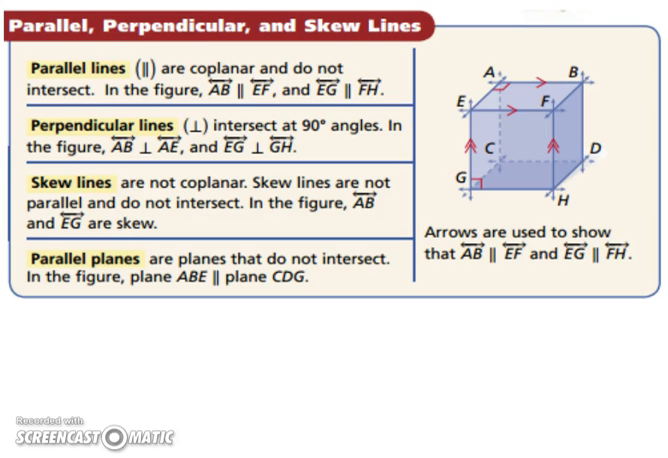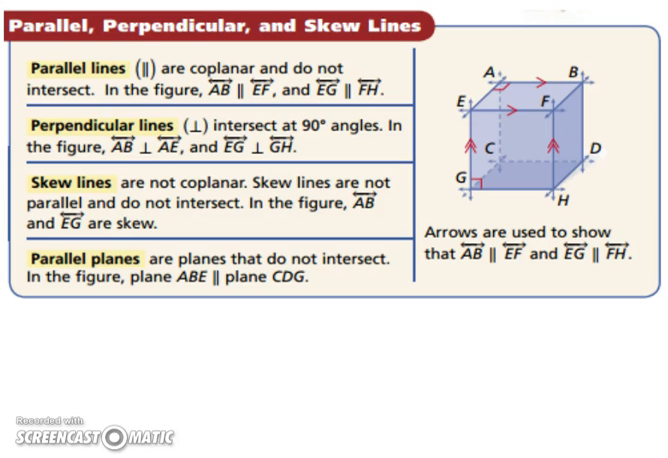Parallel lines are coplanar and do not intersect. So if you look in the figure, line AB is parallel to line EF, and line EG is parallel to line FH. Perpendicular lines intersect at 90-degree angles. In the figure, line AB is perpendicular to line AE, and line EG is perpendicular to line GH.